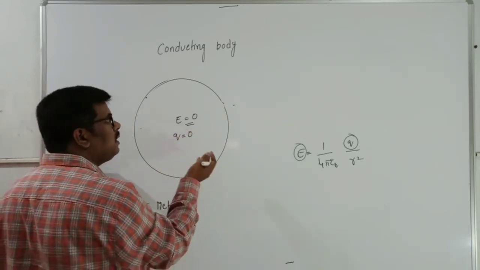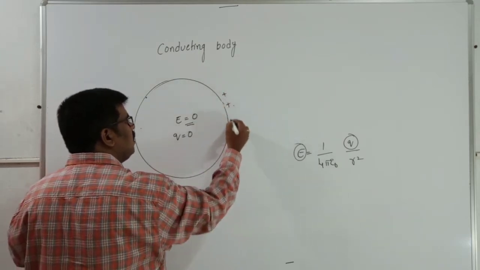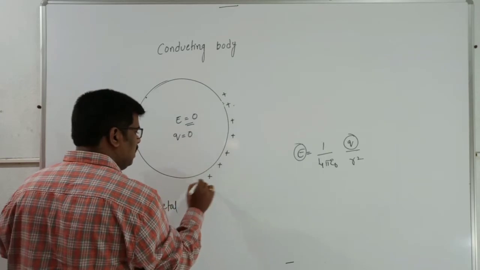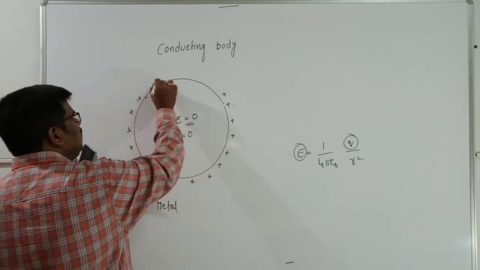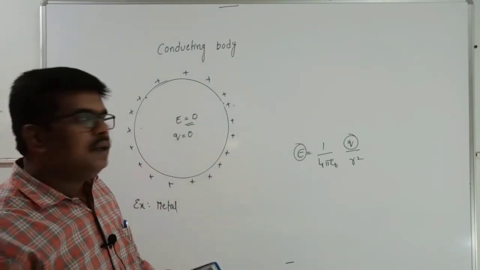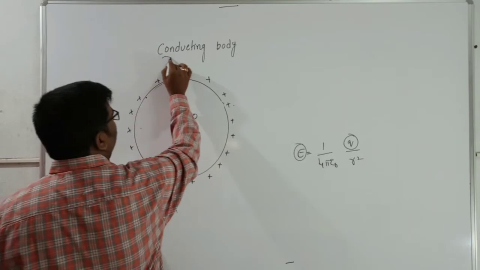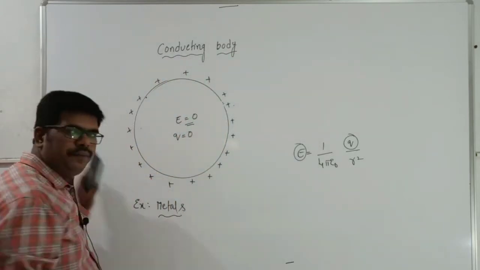So this happens when the charge inside is 0. Where will the charge reside? When a charge is provided, the entire charge will reside over the surface only. Inside the body the charge is 0. This happens in what type of body? A conducting body. Examples are metals.